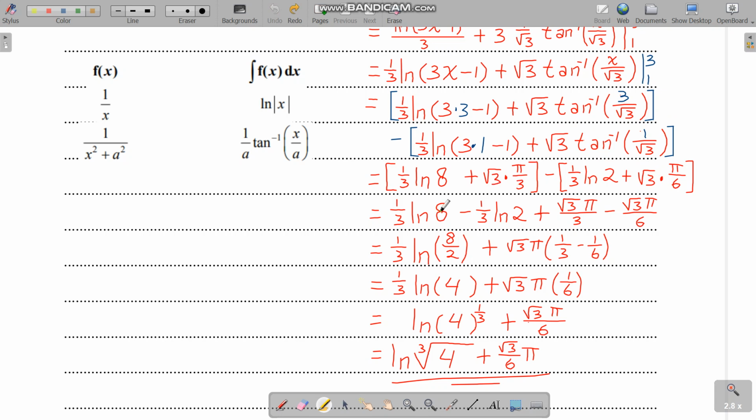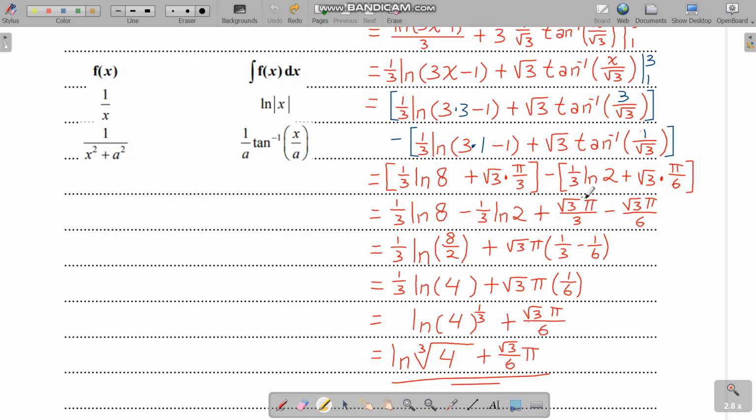So now we open up the square brackets. We have 1/3 ln 8, and we have here minus 1/3 ln 2. We still have pi times root 3 over 3, and subtract root 3 pi over 6. Now we have this rule in logarithm, so of course we can factor out the 1/3. Now ln 8 minus ln 2 is the same as ln 8 over 2, so that is 4 actually.